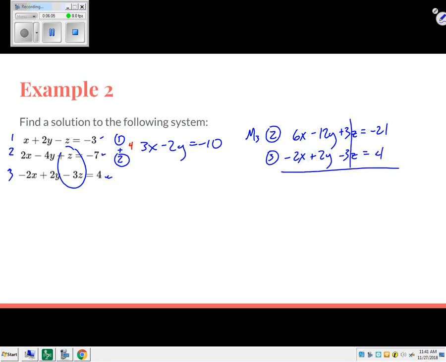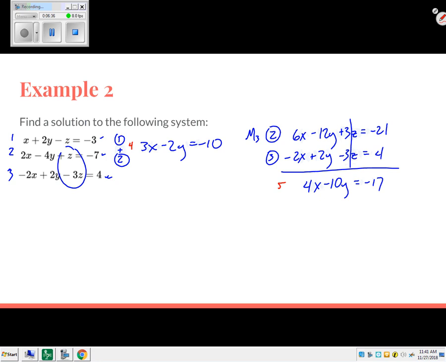Again, these canceled. I'm left with 4x minus 10y equals negative 17. Hope that's right so far. I'm just going to double check myself real quick. Yeah, I'm feeling that's all right. Okay, so I'm going to call this equation 5. Now I want to look at equation 4 and equation 5, and even though they're not stacked up, you can stack them up if you need to.